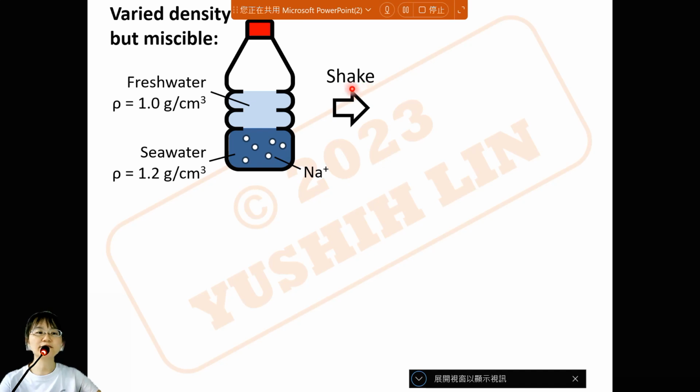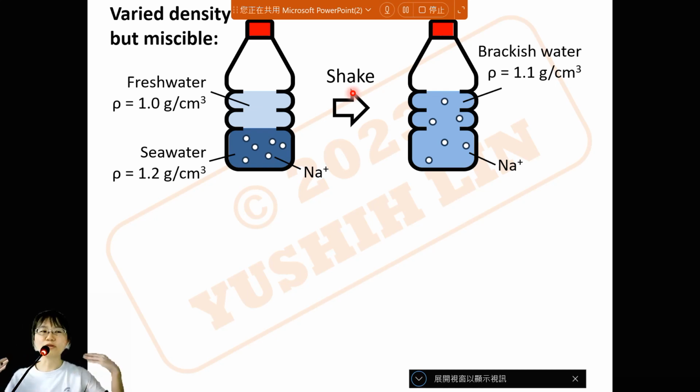What happens if you shake? I think you can easily imagine what will happen. They will totally mix up. So we say they are miscible. They can be well mixed. If the volume ratio is 1:1, you can imagine that the ultimate solution is brackish water with a density of 1.1, and sodium ion will also be evenly distributed.